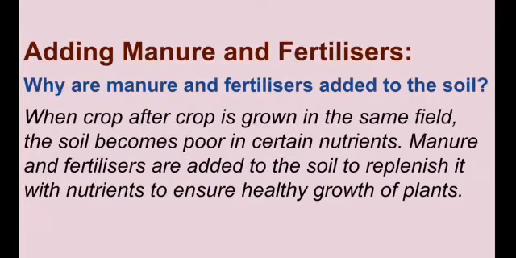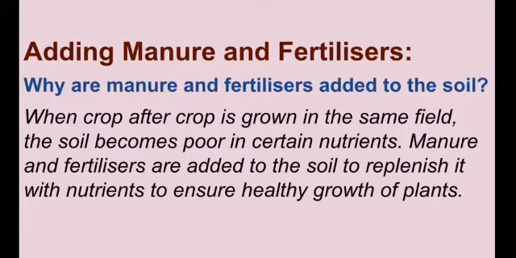Then the next step is adding manure and fertilizer. Why are manure and fertilizers added to the soil? Any guess? Come on. Let's look at the point. When crop after crop is grown in the same field, the soil becomes poor in certain nutrients. Manure and fertilizer are added to the soil to replenish it with nutrients to ensure healthy growth of plants.